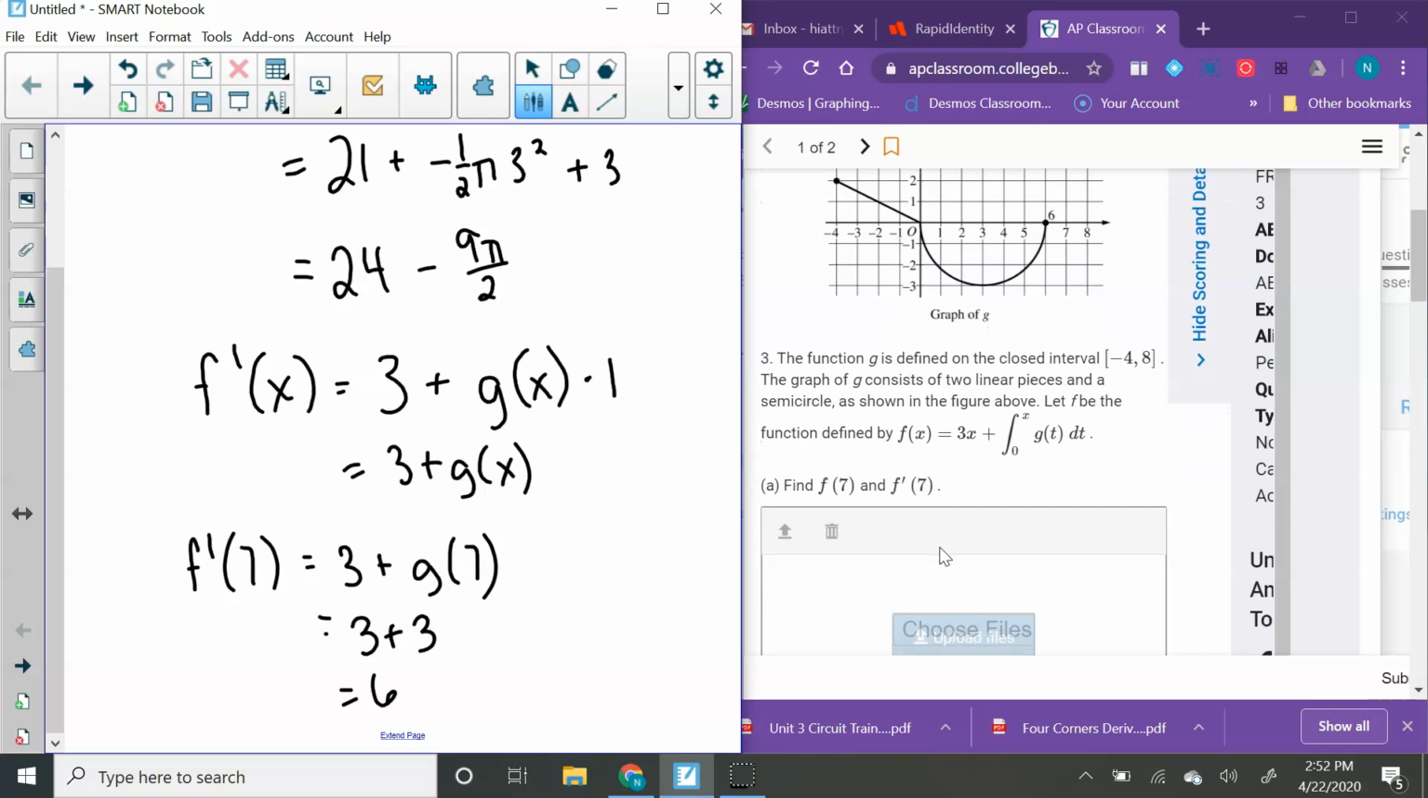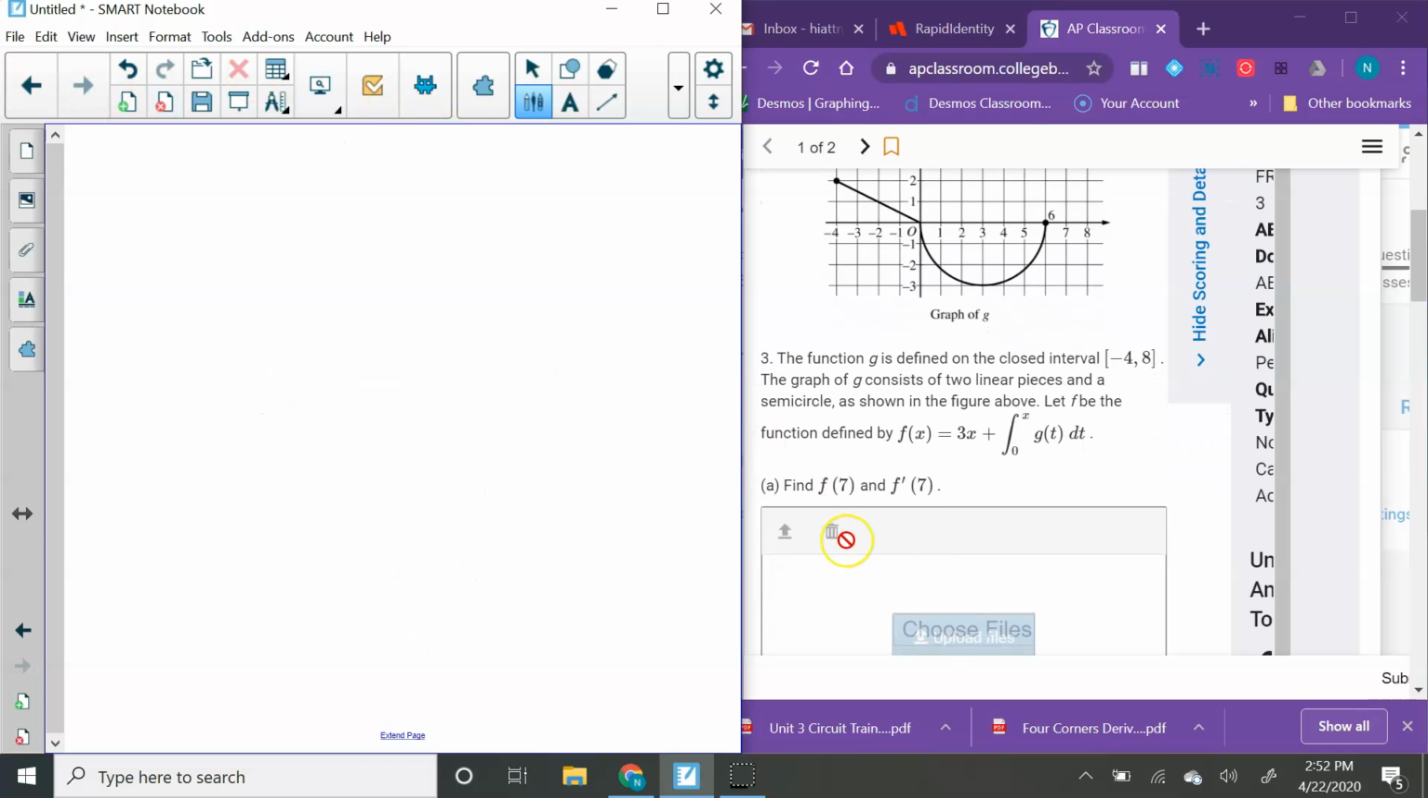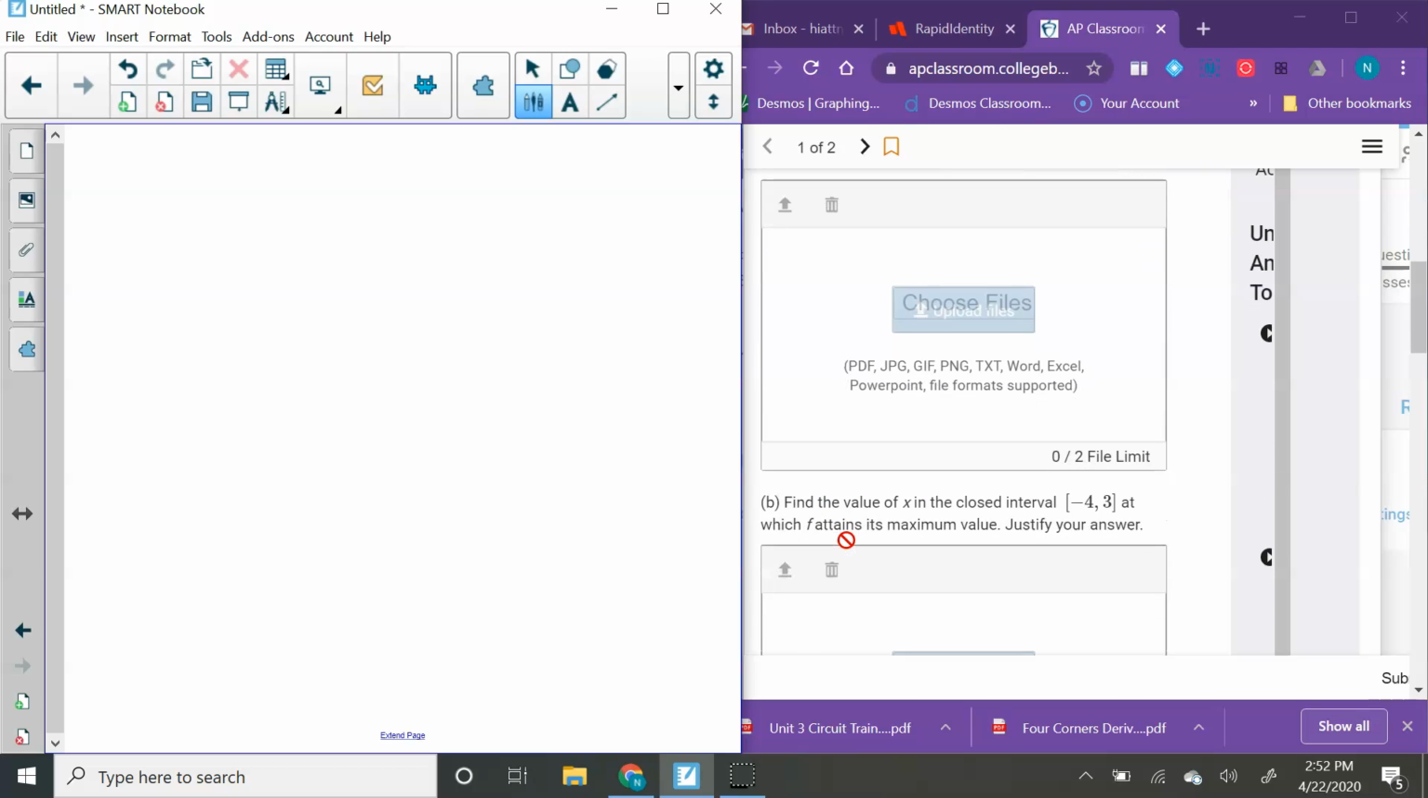Okay, let's go on to part B. For part B, I think B is a little bit difficult. It says find the value of x in the closed interval from -4 to 3 at which f attains its maximum value. Justify your answer.